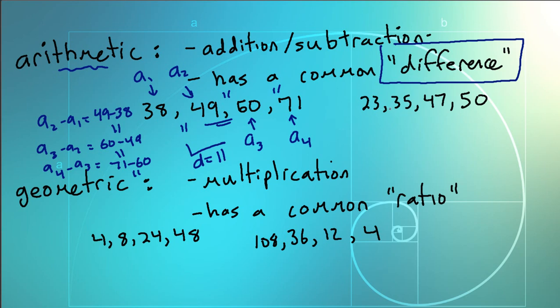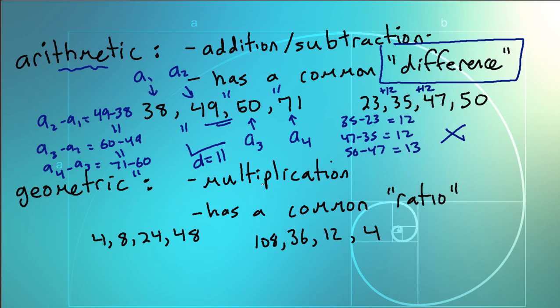Let's take a look at this one. If I'm trying to find my common difference, I do 35 minus 23, and I'll get 12. Okay, so plus 12 right here. And the next one, 47 minus 35. Well, that is 12, so plus 12. Good so far. And then 50 minus 47, notice I take the term furthest along, subtract the term behind it, and I get 13. So this one is not arithmetic, and we have no common difference.